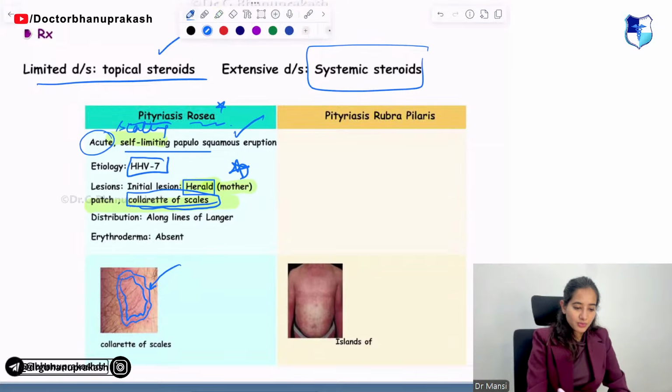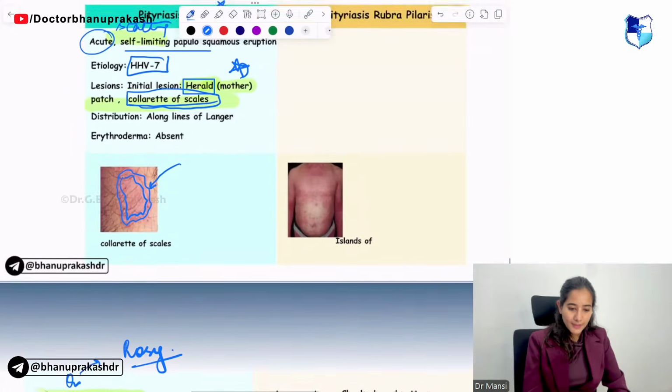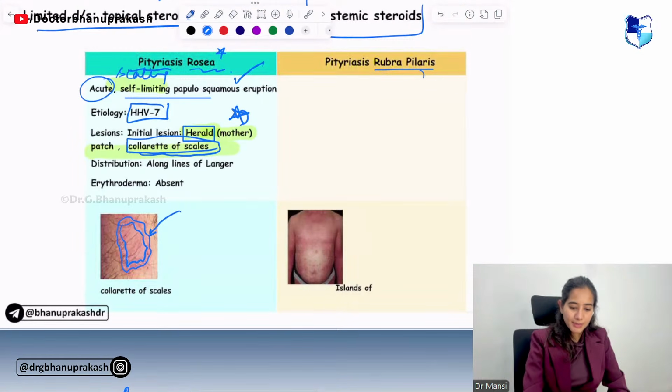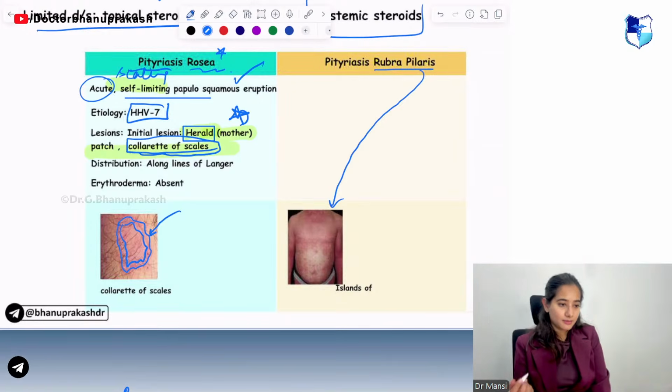Okay, so try to remember the most important points now. Then you have Pityriasis rubra pilaris. Pilaris is for your hair follicle.